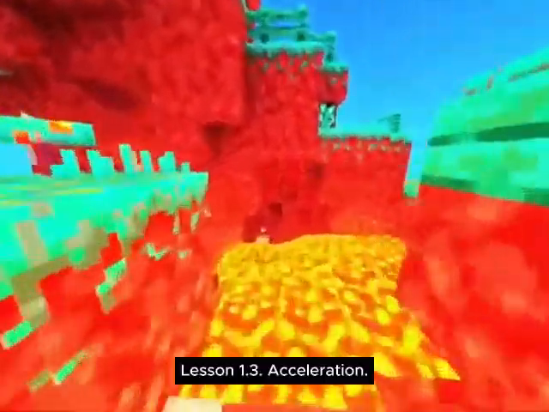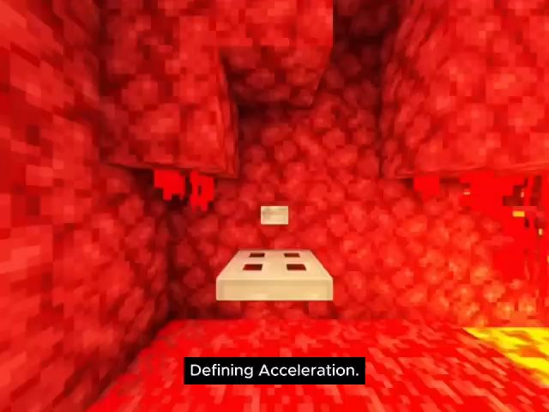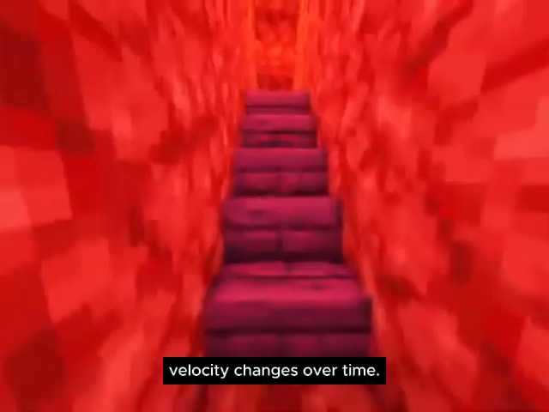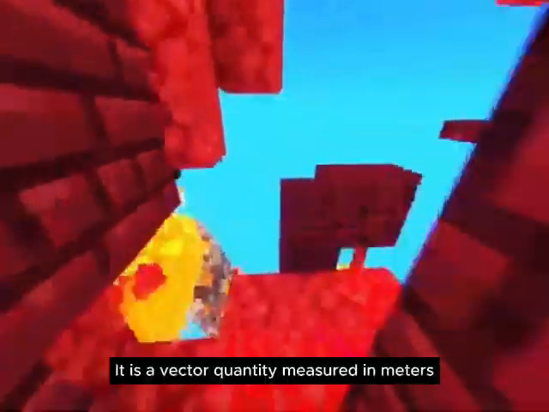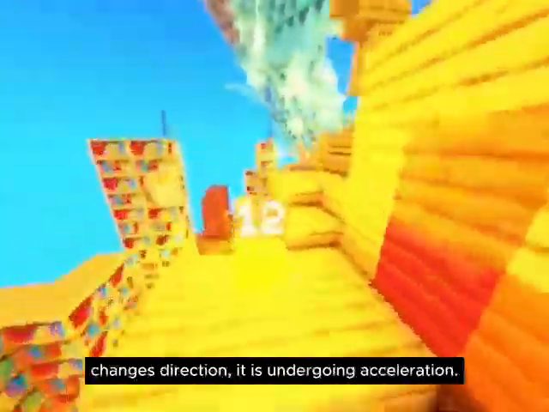Lesson 1.3, Acceleration. Summary 1, Defining acceleration. Acceleration is the rate at which an object's velocity changes over time. It is a vector quantity measured in meters per second squared. If an object speeds up, slows down, or changes direction, it is undergoing acceleration.